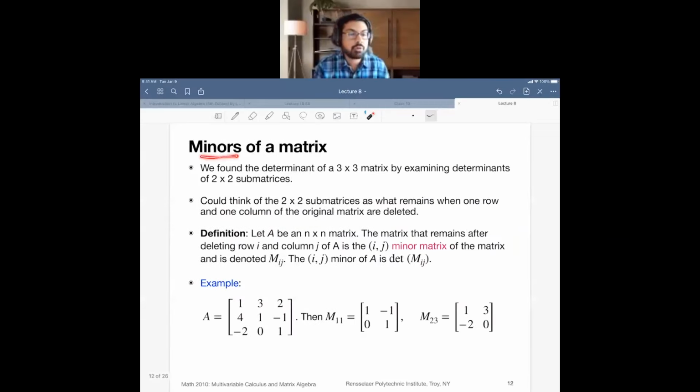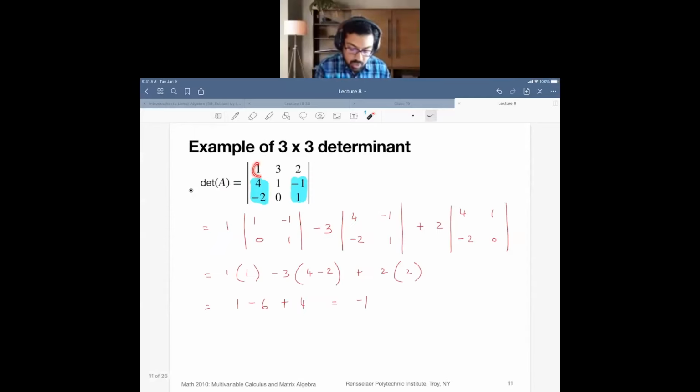So let's formally talk about the minors, right? Those submatrices that we got when we expanded with respect to row 1, the 2x2 submatrices that we got, those are considered to be the minors of a matrix. So we found the determinant of a 3x3 matrix by examining the determinants of 2x2 submatrices. What you can think of is a 2x2 submatrix is what remains when one row and one column of the original matrix are deleted, right? So that's what we did. For A11, this one, we simply deleted that, whatever remained was my minor. And I went for finding the determinant of that minor.